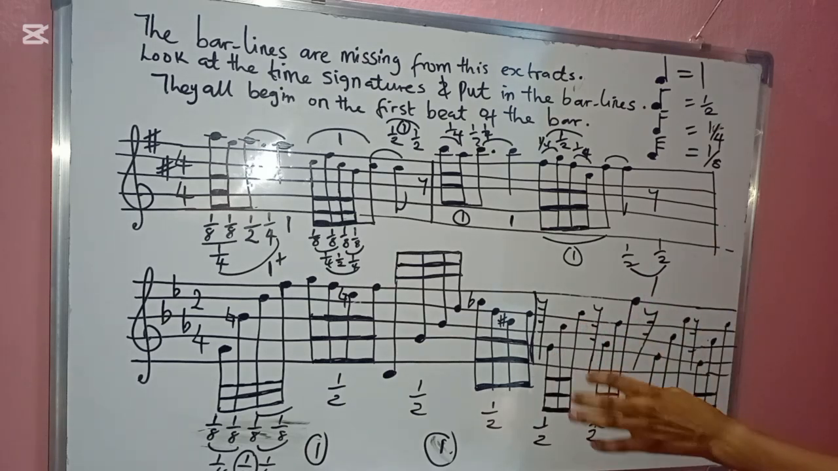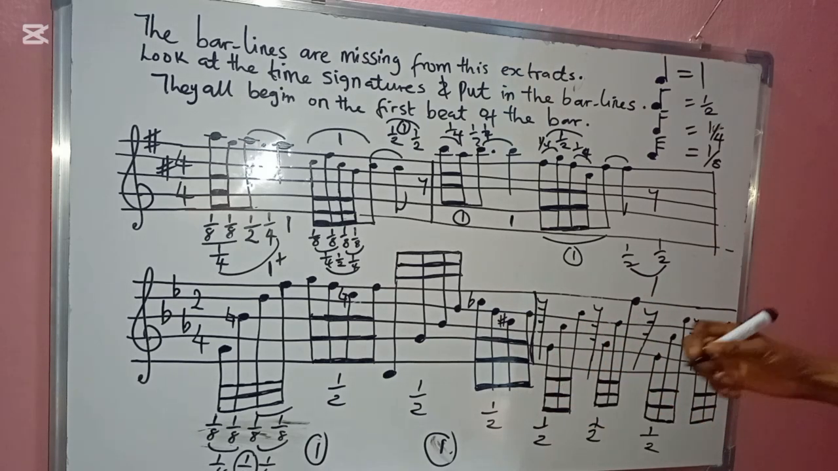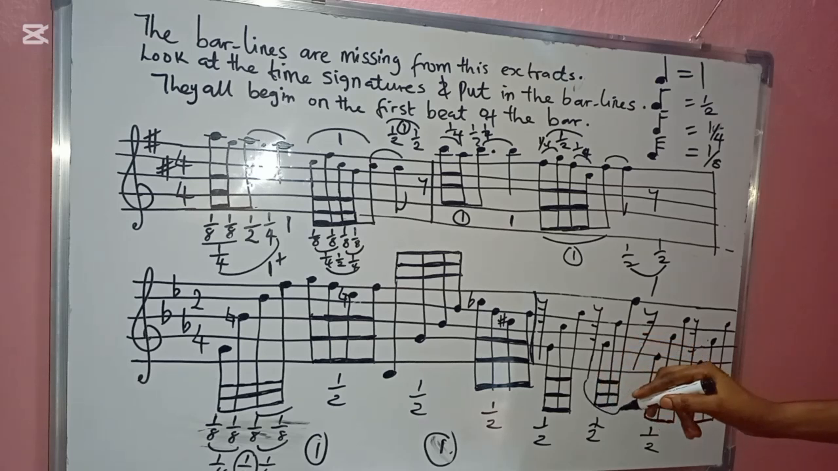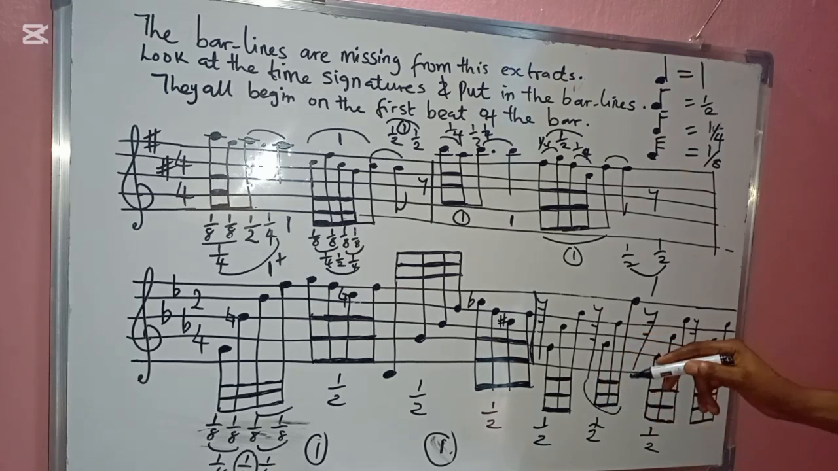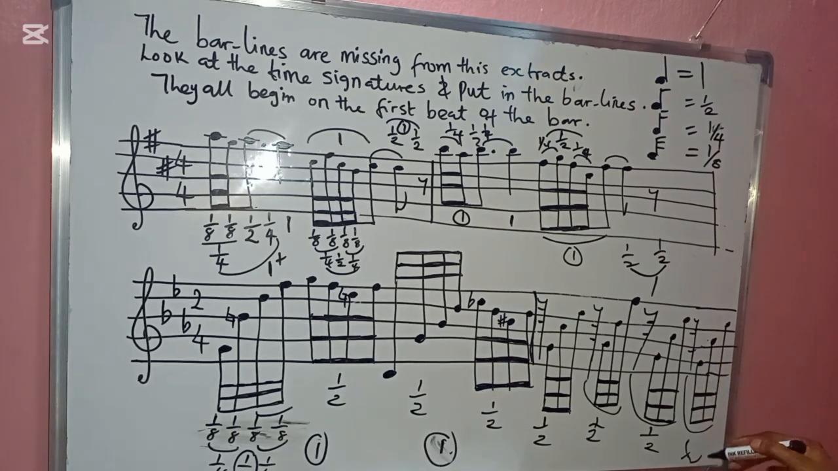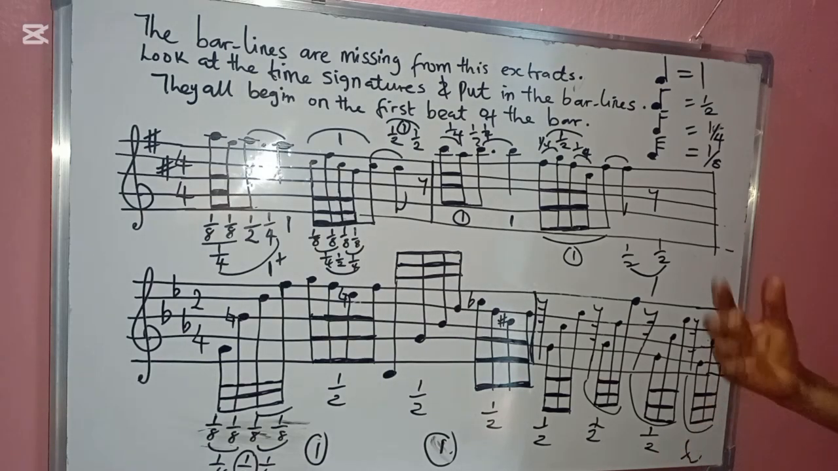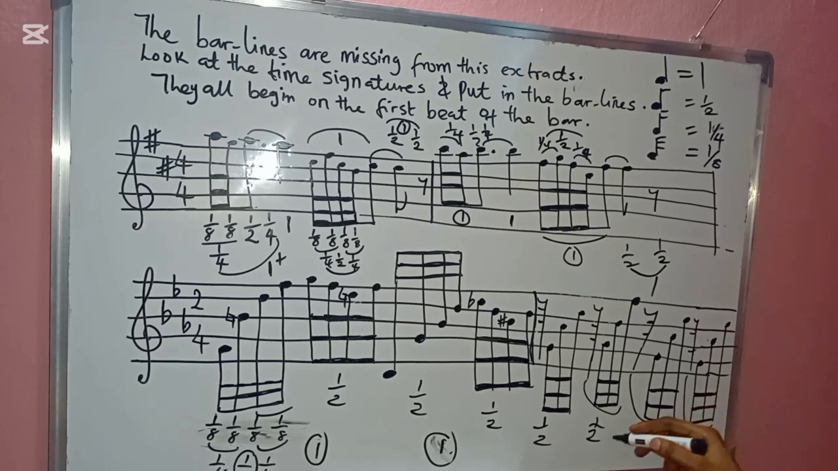So now we have here another 4 demisemiquavers, that's from here to here. And we have here from here to here another 4 demisemiquavers, and we have here another 4 demisemiquavers, which is equivalent to, no, that's 2 quavers is 1 crochet, and 2 quavers is 1 crochet. So we now have here 2 crochets.